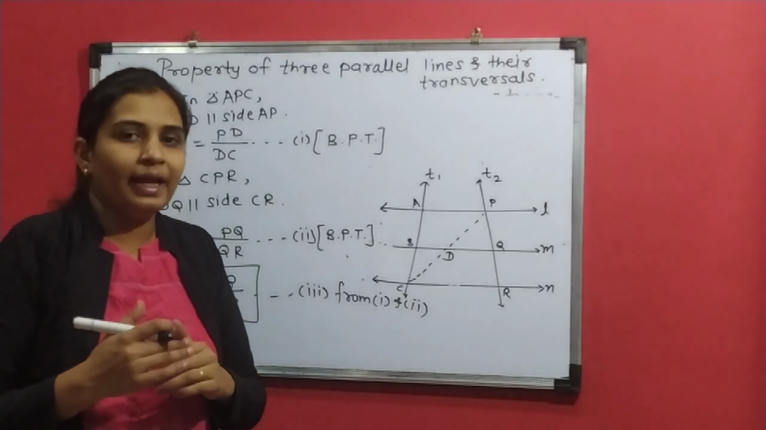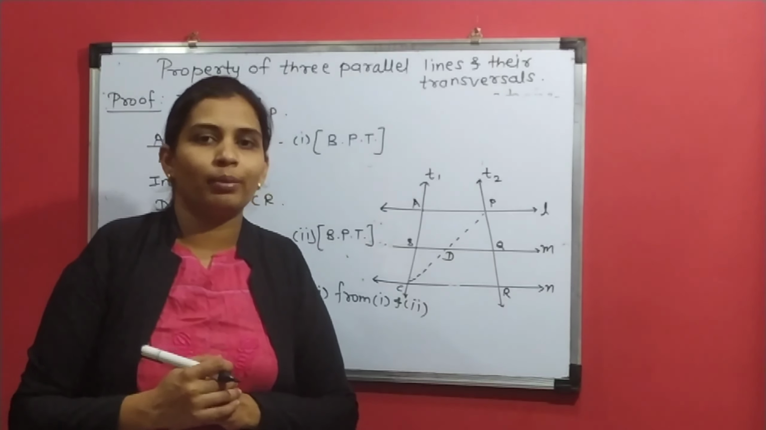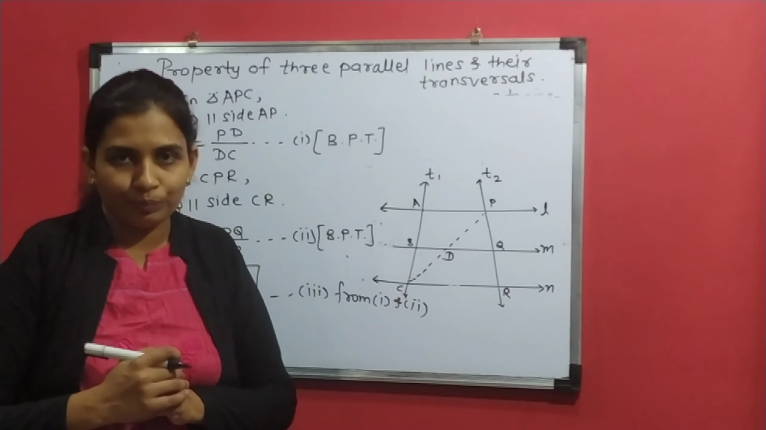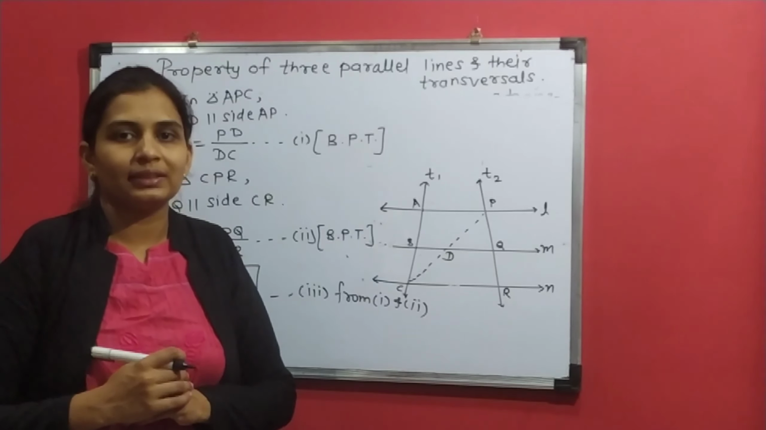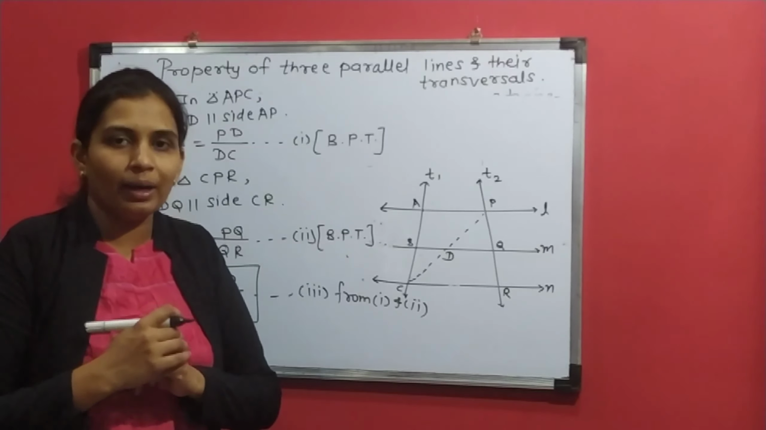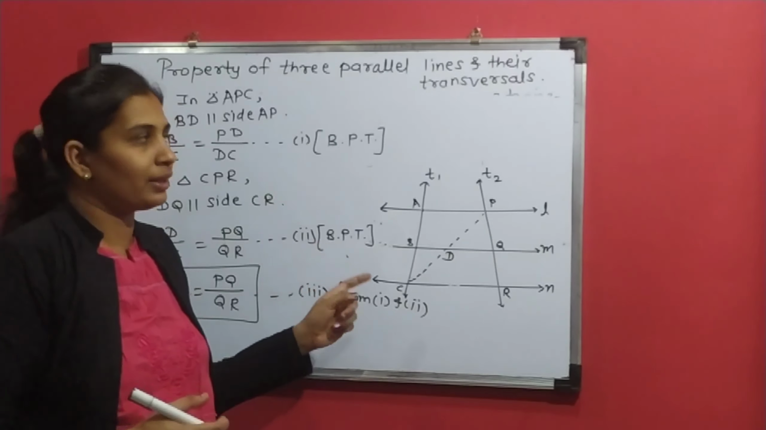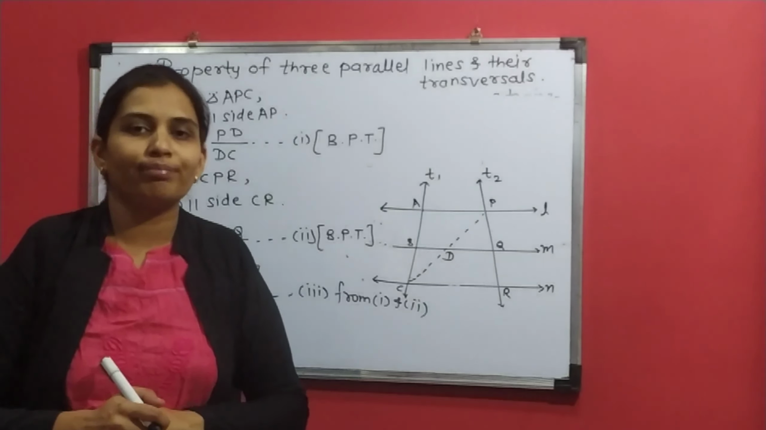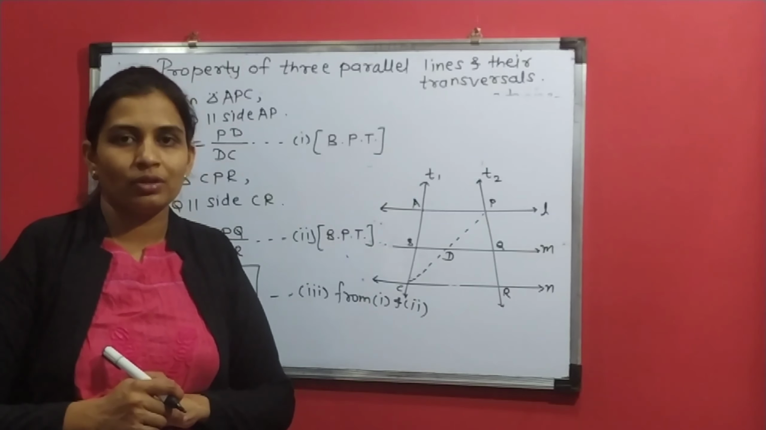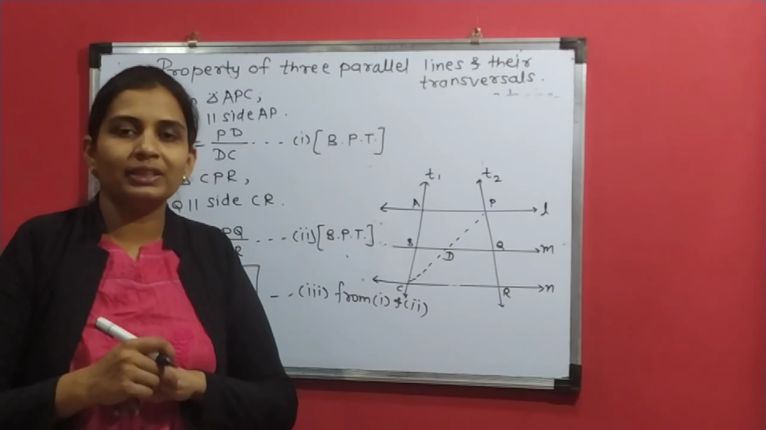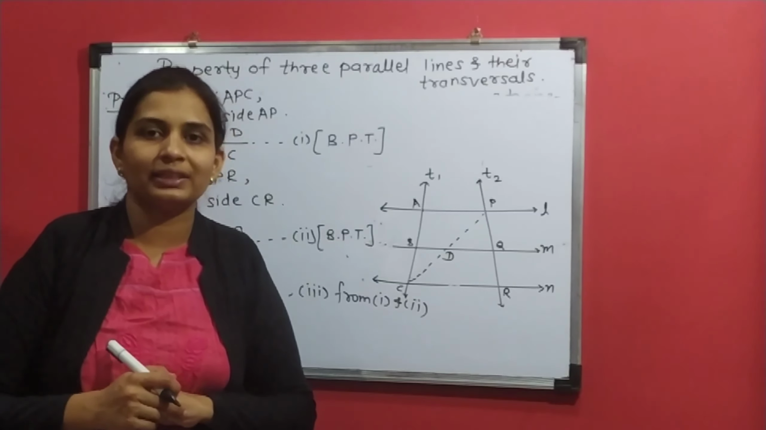Now in the next video we have to study exercise 1.2, and in that exercise all the questions are based on the basic proportionality theorem, the angle bisector theorem, and this property of parallel lines and transversals. So we will meet again in the next video with exercise 1.2.